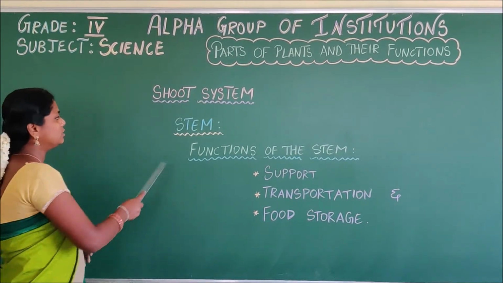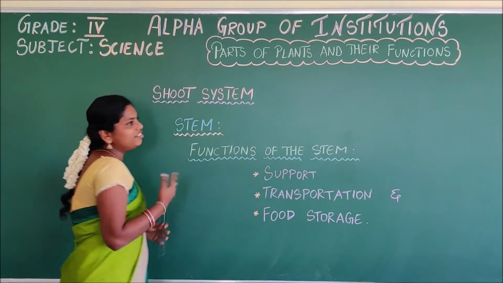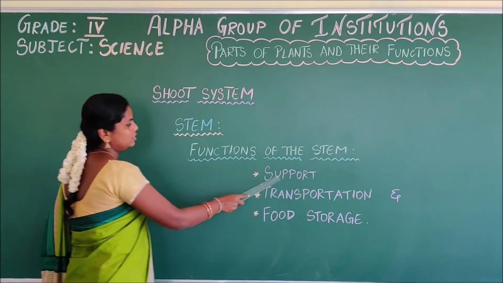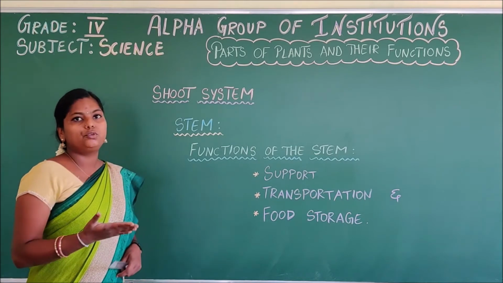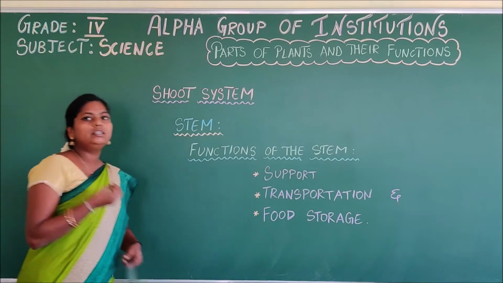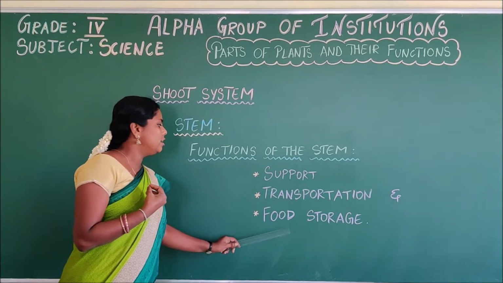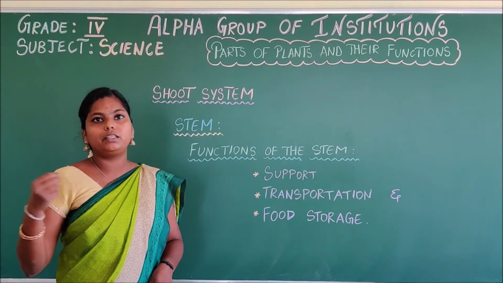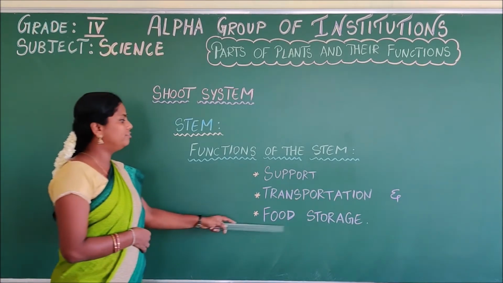The first one is the stem. We learned about the functions of the stem. In the functions of the stem, we learned 3 topics, isn't it? Yes. What are they? Support, transportation, food storage. So what is meant by support? It will support the plant to stand straight. When it goes to transportation, it will transport all the minerals, nutrients and water to the plants. And the last one is food storage. It will store the excess food which is prepared by the leaf. For example, ginger and sugarcane are examples of food storage.